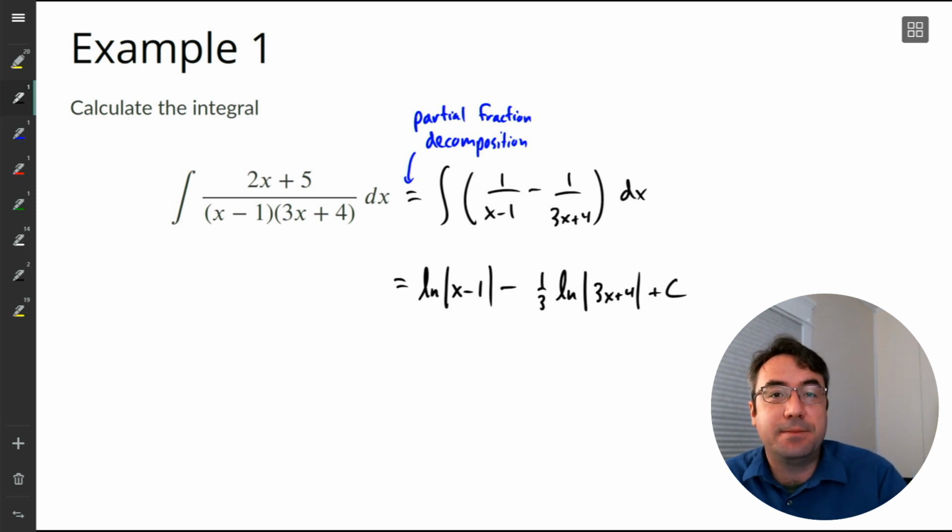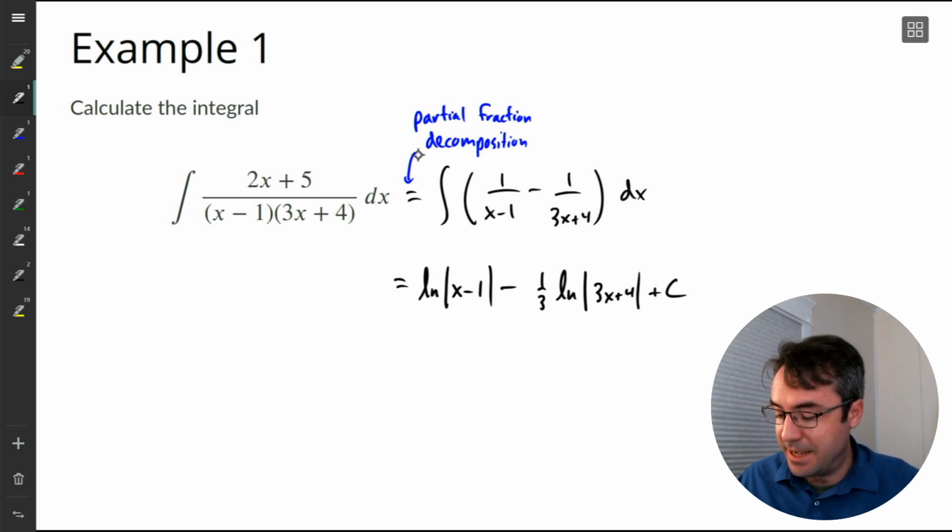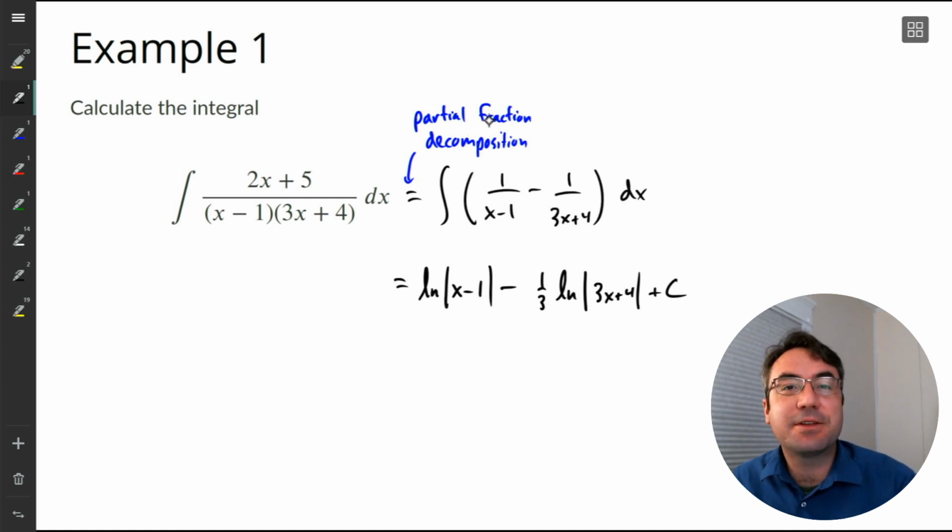So not too bad. Really, all of the work for these problems is not calculus related, it's algebra. All of the heavy lifting was done with this partial fraction decomposition, and then the integration is basically just a one-liner. We get it done in one step.